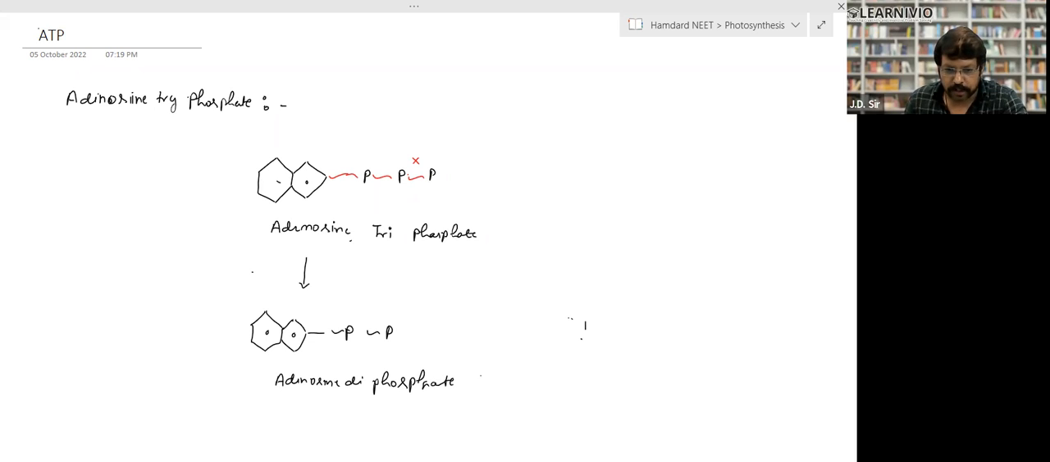Phosphate. So we call it ADP. So ATP breaks down into ADP, right? This ATP, adenosine triphosphate, breaks down into ADP. When ATP breaks down into ADP, what happens? Now, where is that phosphate? This phosphate gets released from here. That's how we write it. We call it Pi. This Pi is called inorganic phosphate.